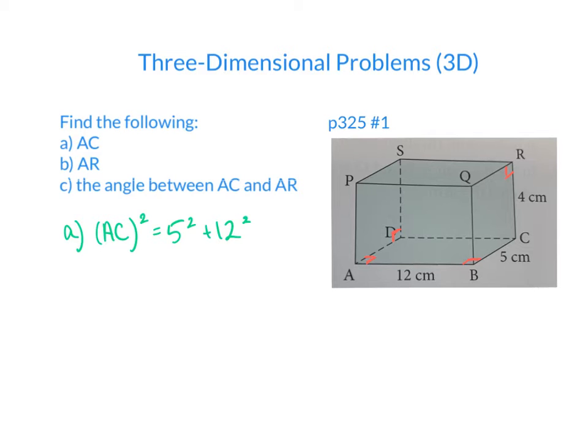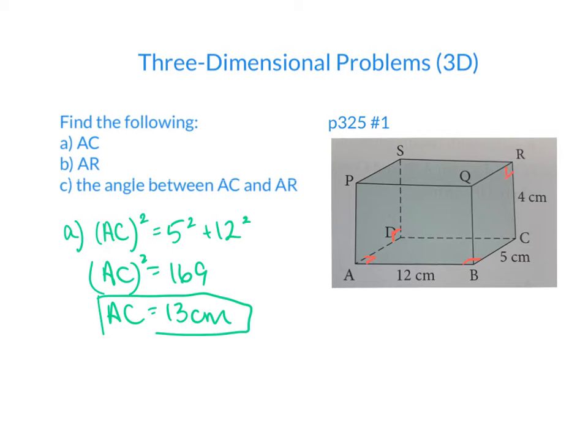So here's my work for AC squared. 25 plus 144 is 169, and that's AC squared. And when I take the square root, AC turns out to be 13, and don't forget our units of centimeters. So that's the first one, which wasn't so bad at all. Next, we're asked to find AR. AR is going from the bottom base up to the opposite corner at the top of the figure.